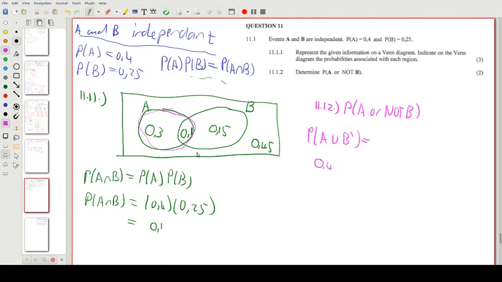So we've already had the A part, and then everything that's not B, so everything except for this little part. That's the 0.45, right? Everything outside here, that's 0.45. So we can add the 0.45, and that gives us 0.85. And I think that's what most people would do.